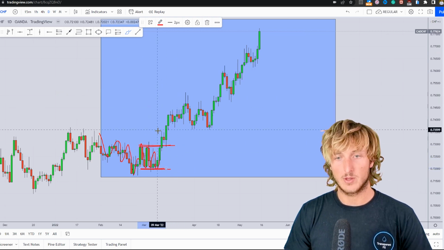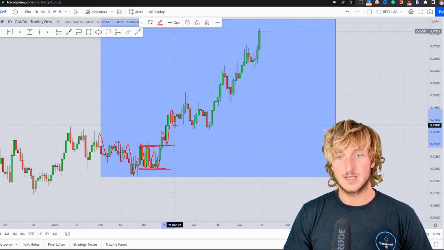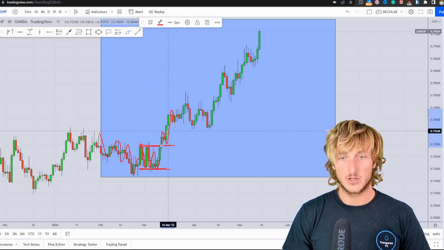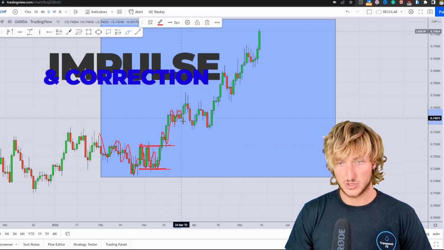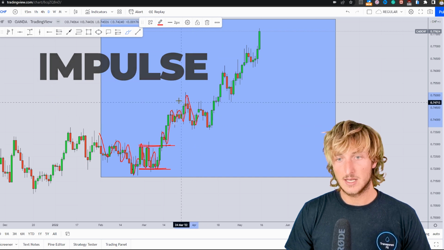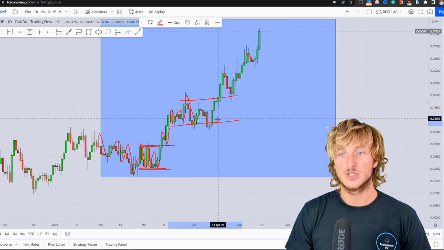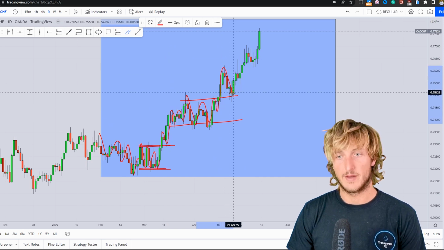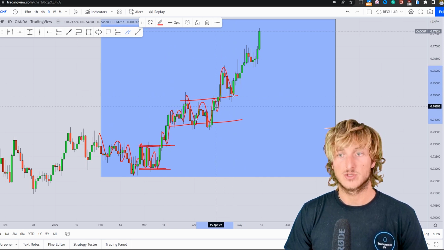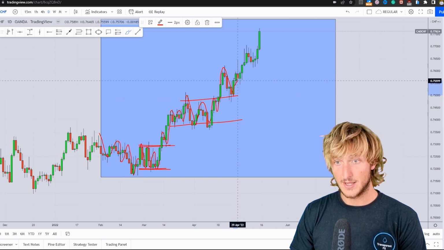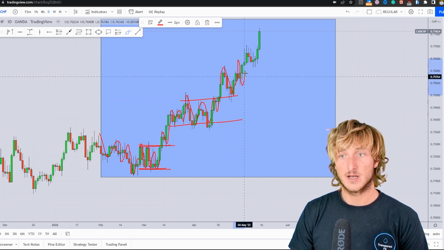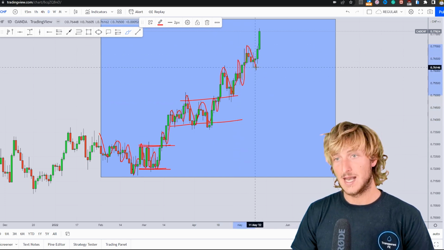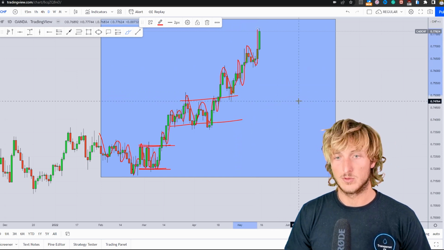Then we had the breakout away from the range. The market created a series of higher highs and higher lows, so impulses and corrections. Then once again here, we moved inside of a range. Then we broke out of the range with this impulse. After the impulse, there was the correction, so higher high, a higher low, another higher high, another higher low, another higher high, another higher low, and again the continuation to the upside.